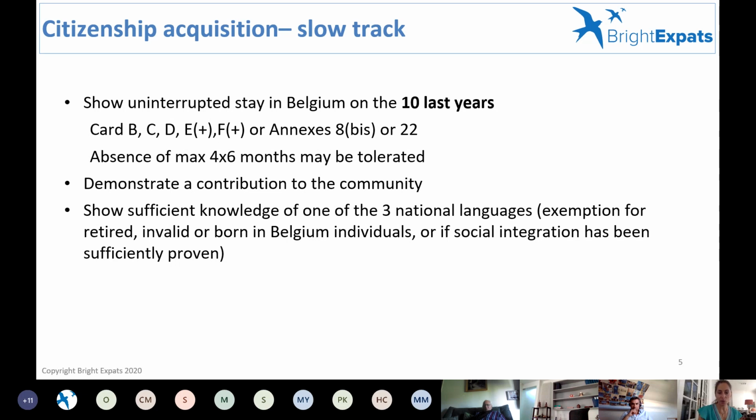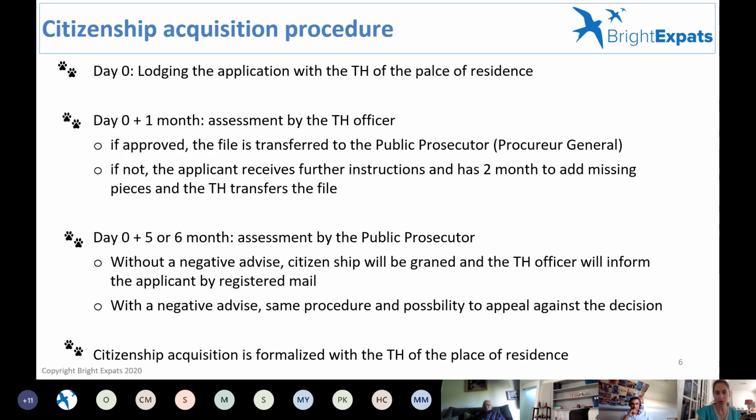We will see here what the main milestones are to acquire Belgian citizenship within the framework that we have described just now. The first thing you have to do is lodging your application with the town hall of the place of residence. It is a formality, so you will have to have all your files with you. You will fill out a form and pay an administrative fee.